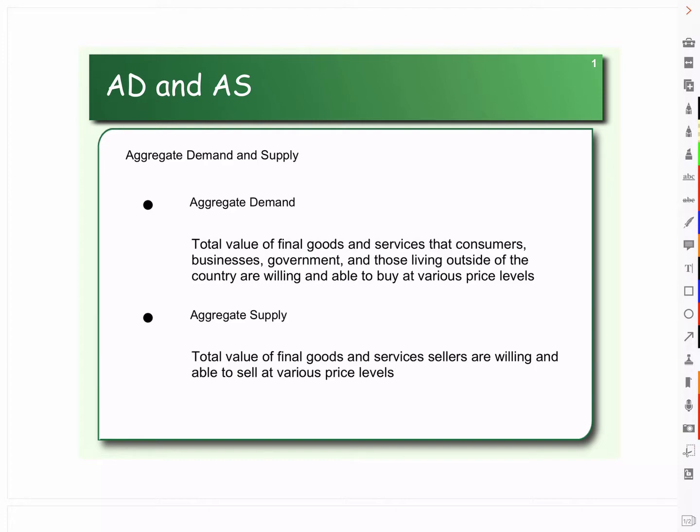So we need to know the equilibrium size of our economy, so what is real GDP, and we need to compare it to our potential. How big could we be? So let's start by first looking at aggregate demand and aggregate supply.